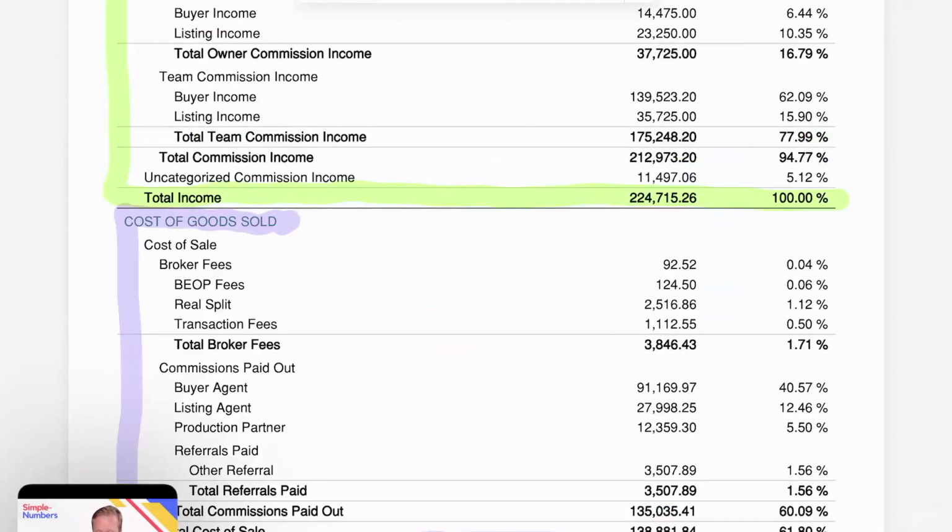Again, as long as we have good bookkeeping that's done in a real estate specific way, this becomes pretty easy to identify. So all we have to do is look at a couple things. We have to look at how much we paid out to listing agents and buyer's agents on the listing revenue just from the team and the buyer income just from the team.